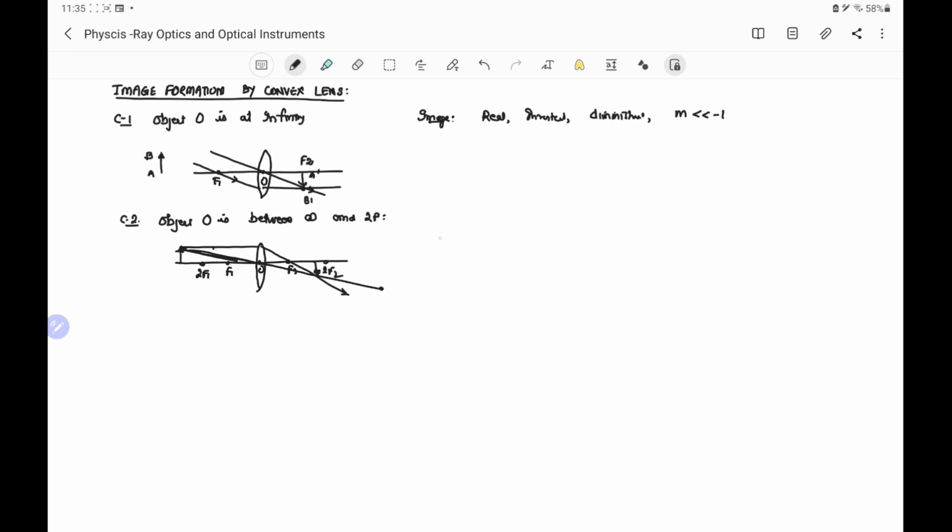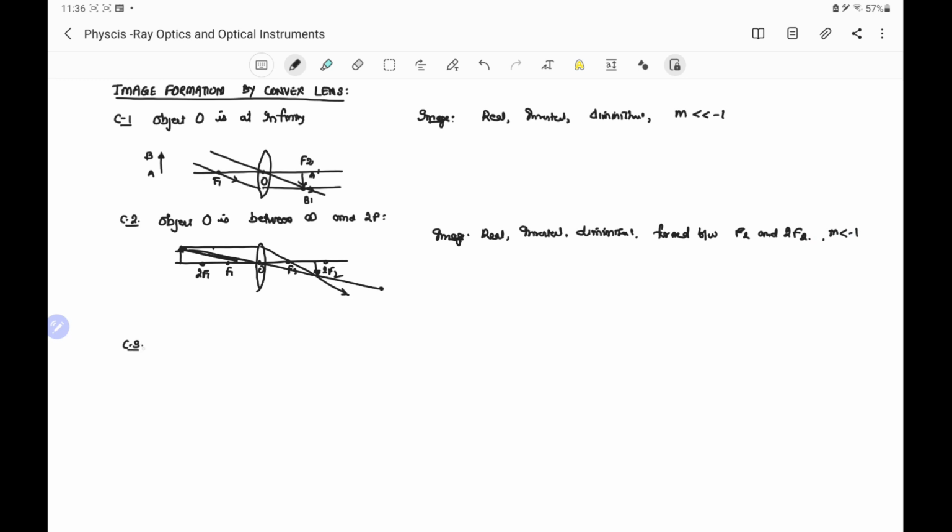and diminished. So we have the property of image as it is real image, inverted image, diminished and formed between f2 and 2f2, and in this case magnification is less than -1.